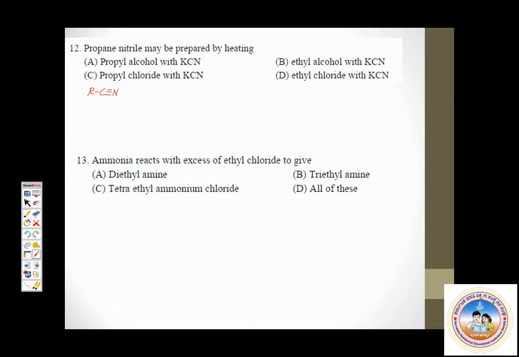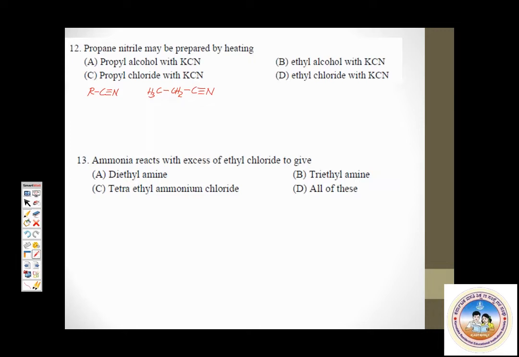Propane nitrile is CH3, CH2, C triple bond N. You have to be very careful. Propane nitrile will have 3 carbons. Okay. Usually one mistake made by students is they write 4 carbons for propane nitrile. Propane has 3 carbon atoms. If the nitrile group is added separately, it will have 4 carbon atoms. That is wrong. Right? Propane nitrile has root word prop.